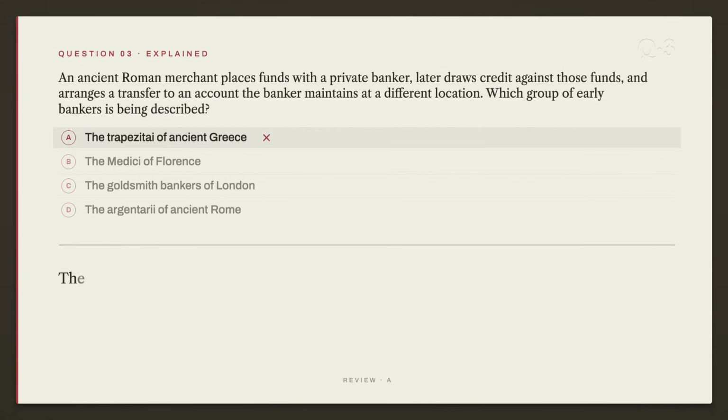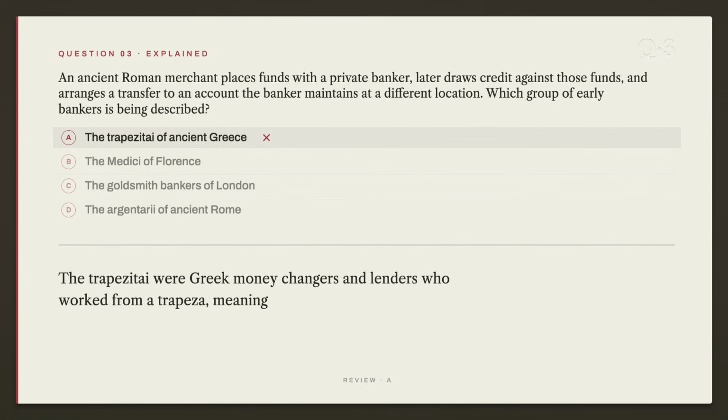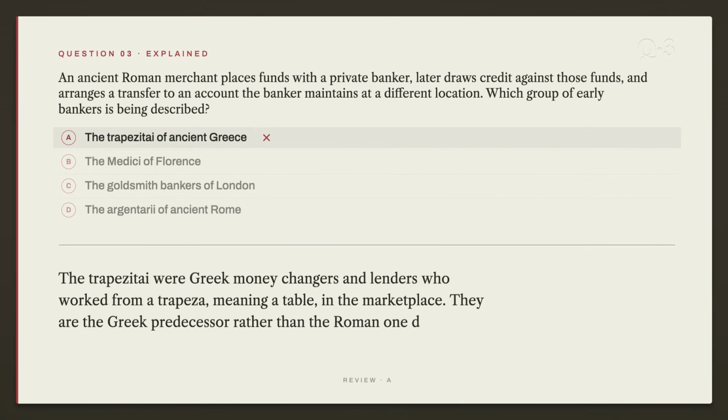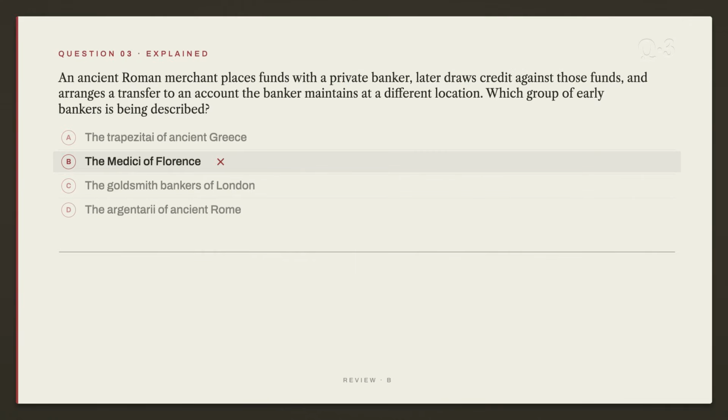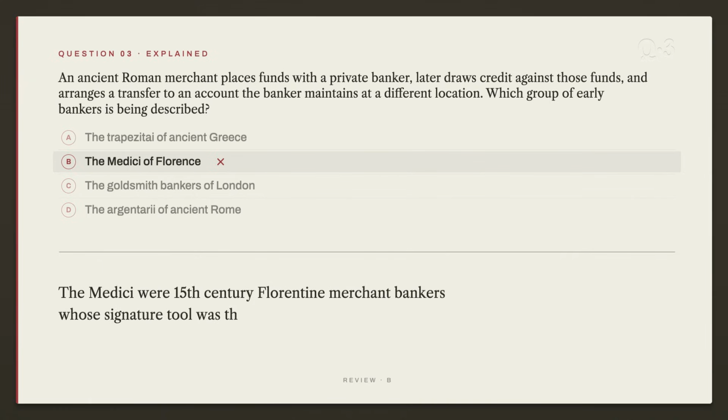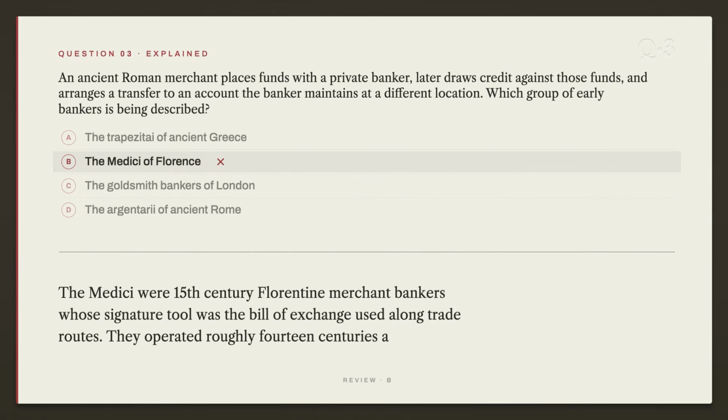A is wrong because the trapezitai were Greek money changers and lenders who worked from a trapeza, meaning a table in the marketplace. They are the Greek predecessor rather than the Roman one described here. B is wrong because the Medici were 15th century Florentine merchant bankers whose signature tool was the bill of exchange used along trade routes. They operated roughly 14 centuries after Rome.